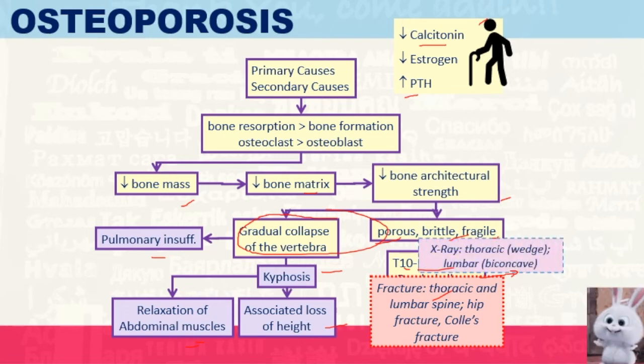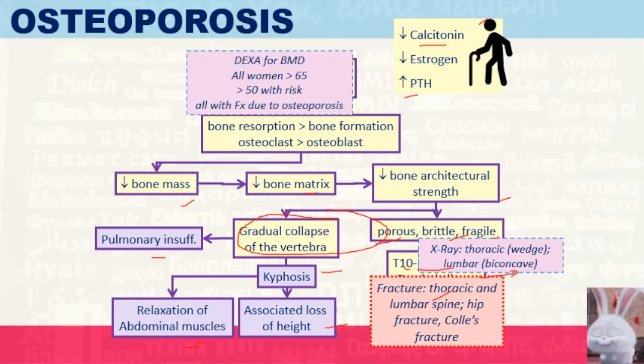Then we have the diagnostic tests. So X-ray: your thoracic vertebrae would appear to be wedge-like, and your lumbar vertebrae would appear to be biconcave. And then for the screening examinations, we are recommending the use of DEXA, absorptiometry for bone mineral density assessment. Included are all women greater than 65, all people greater than 50 with risk, and all who had a fracture due to osteoporosis.